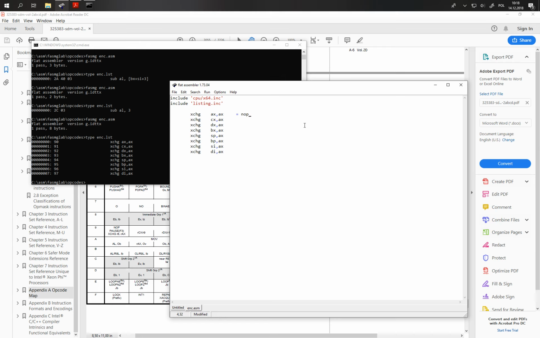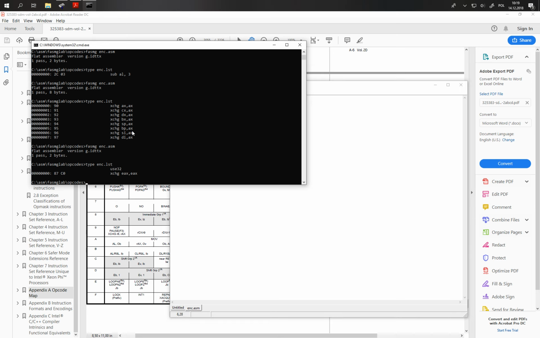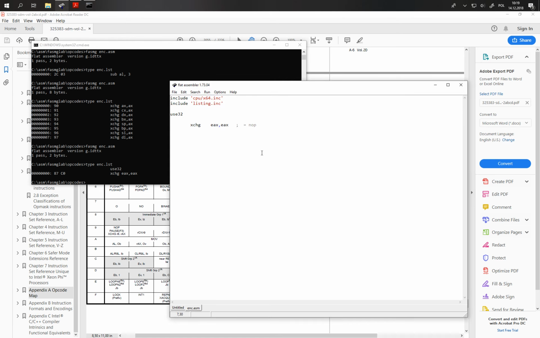But this led to something interesting when we moved to 64-bit architecture. So in 32-bit mode, again, exchange EAX with EAX is still NOP. But, as you may know, when we move to the 64-bit world, any instruction that operates on 32-bit registers does clear the upper halves of 64-bit registers. So this is no longer a no operation. This is an instruction that does something. It does clear the upper half of the RAX register.